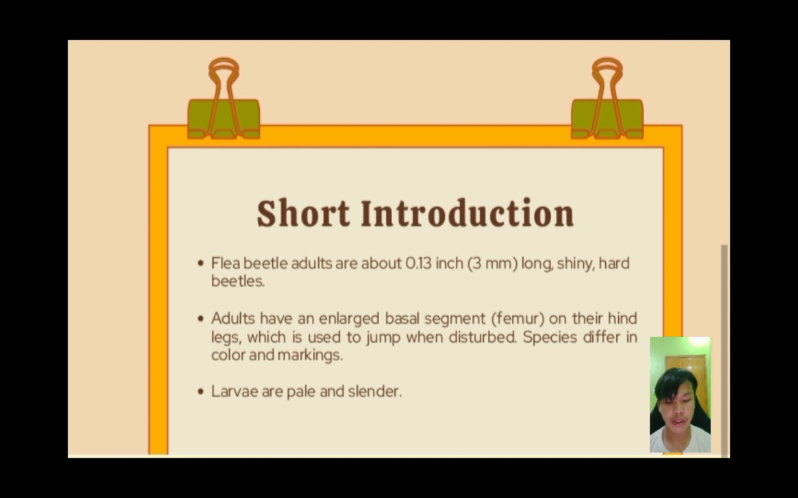First, short introduction. Flea beetle adults are about 0.13 inches long, shiny, hard beetles. Adults have an enlarged basal segment on their hind legs, which is used to jump when disturbed. Species differ in color and markings. Larvae are pale and slender.